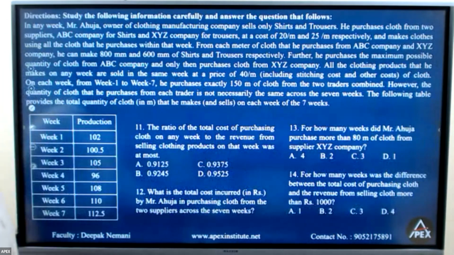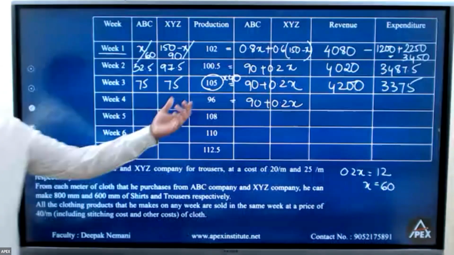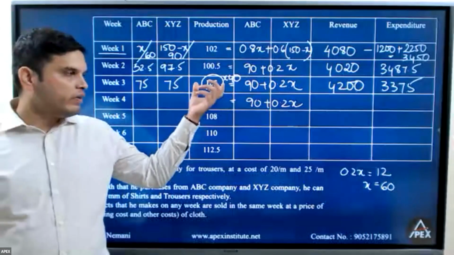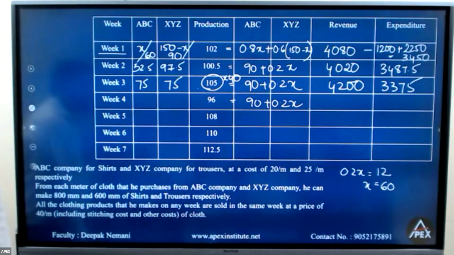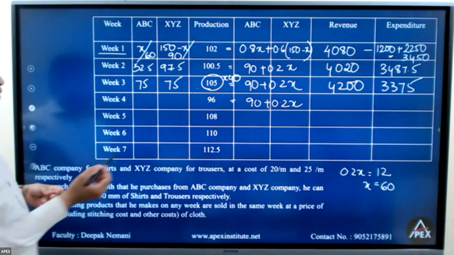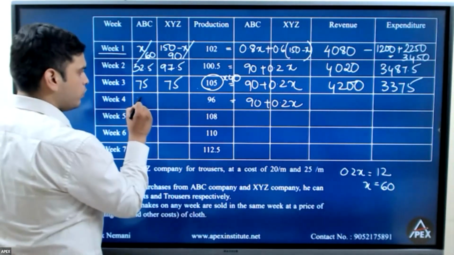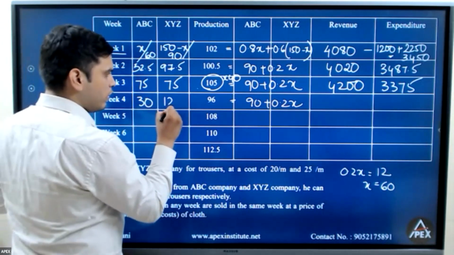He is selling at 4 per meter. So 105 meters are there combined. So on an average he is selling these 105 at 40 rupees per meter. So the revenue comes out. Now here, what is the value of x? 60 by 0.2, 30, 120.